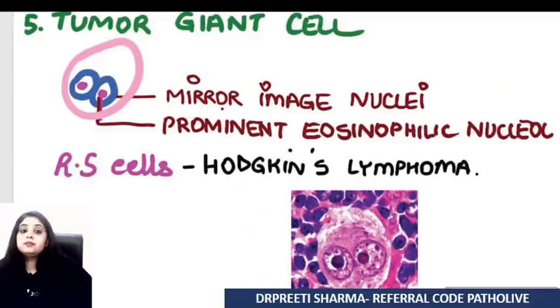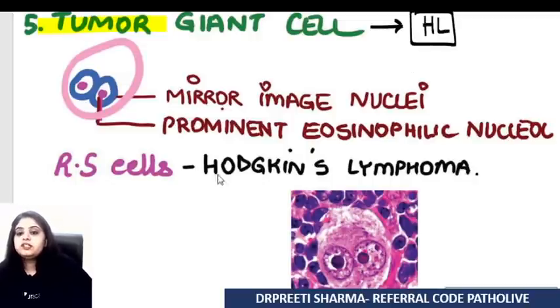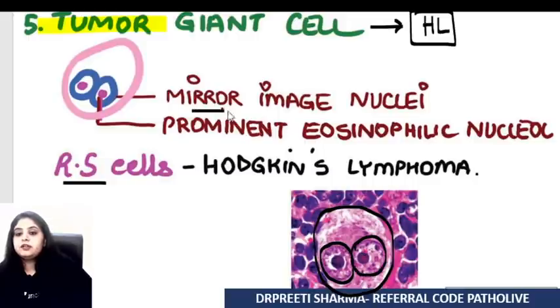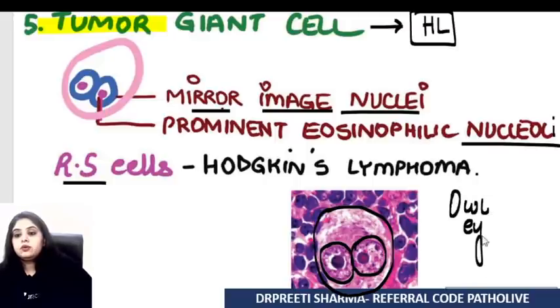Now we go to the fifth and the most famous one, the tumor giant cell. And the tumor that I'm talking about over here is the all-time favorite of every student, and that is Hodgkin's lymphoma. When I'm saying Hodgkin's lymphoma, you know the cells that I'm talking about are the Reed-Sternberg cells. It's a big cell, a giant cell. How many nuclei does it have? It has one nucleus and then a second nucleus. So they are identical copies. They are mirror image nuclei. But what's very, very prominent is the nucleoli inside it. The nucleoli are like eyes. That is the reason that we call it owl-eye appearance.